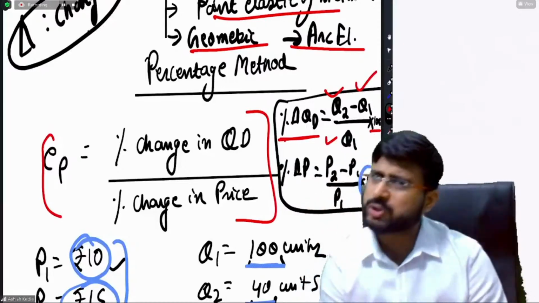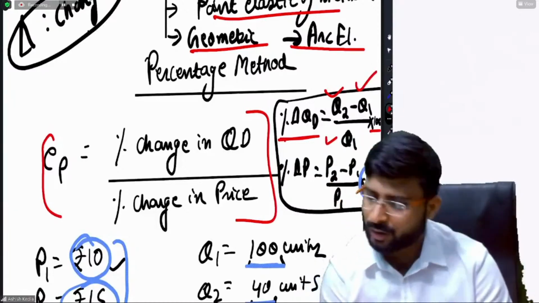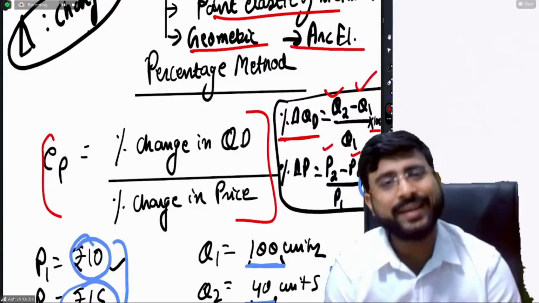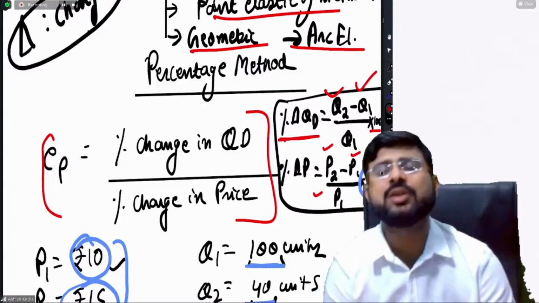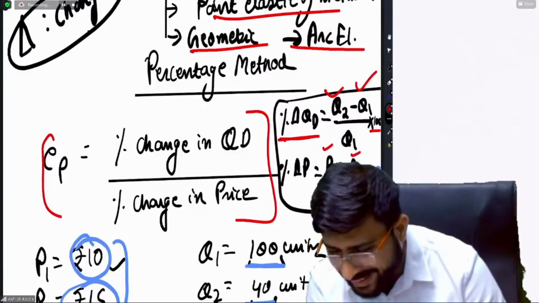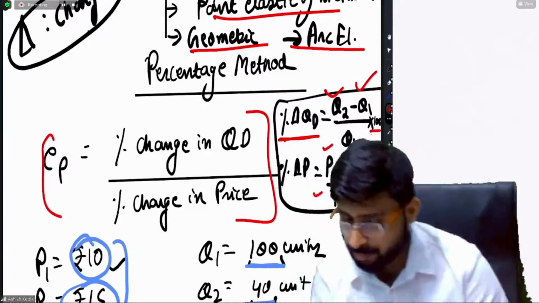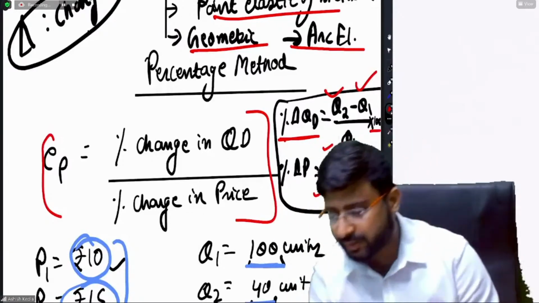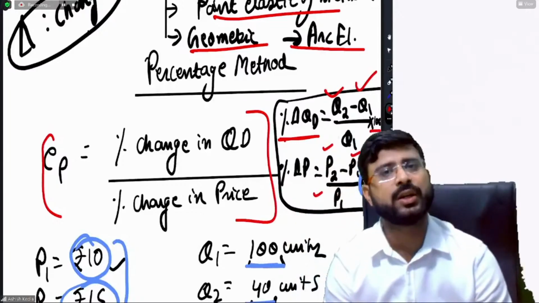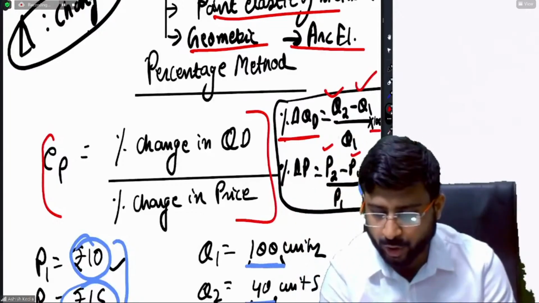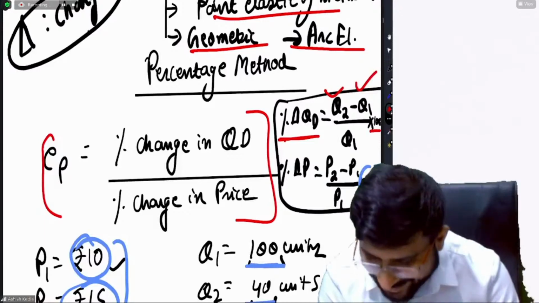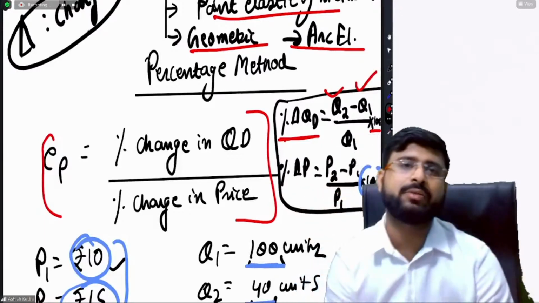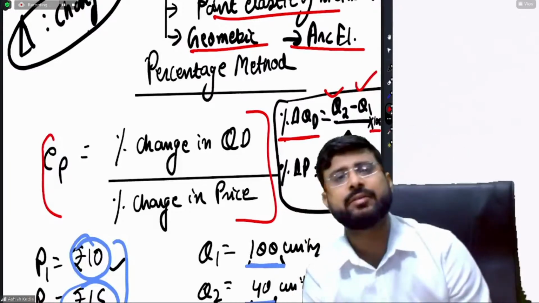And sir, how is percentage change in price computed? Again, the same logic. New price minus old price by old price into 100. So how do you calculate percentage change in price? New price minus old price by old price into 100, everyone. I hope it's crystal clear, everyone.